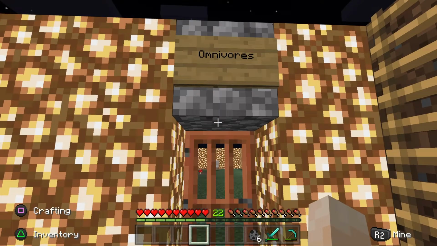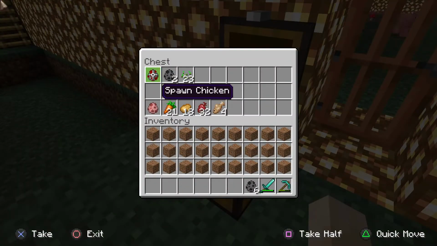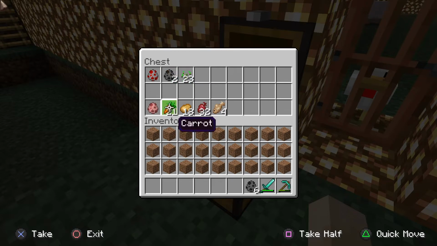I also have omnivores. An omnivore is an animal that eats both meat and plants. In this chest, I have the food for my omnivores. Chickens eat worms, insects, and leaves. Pigs eat carrots, potatoes, beetroots, and some meat.